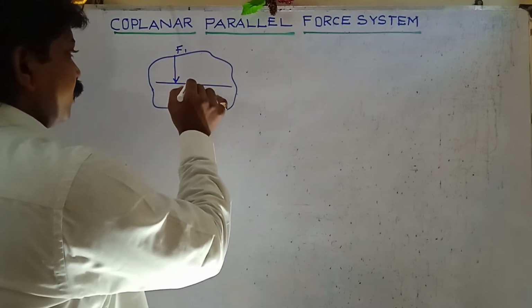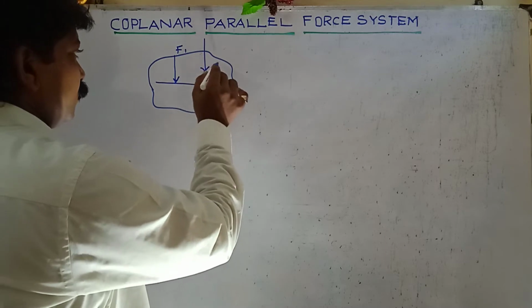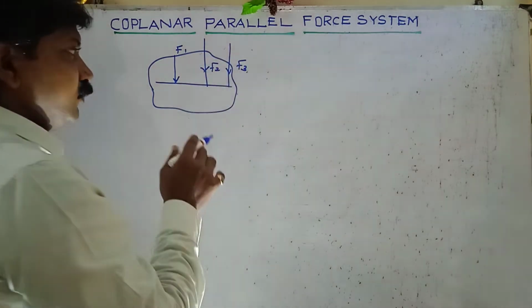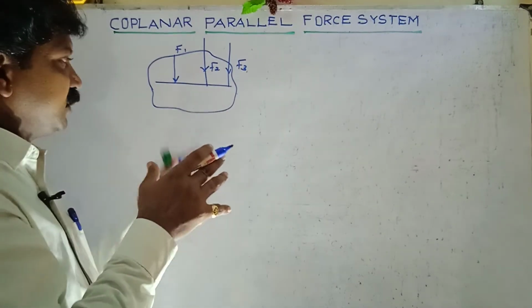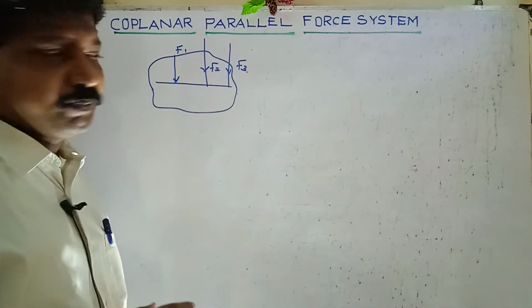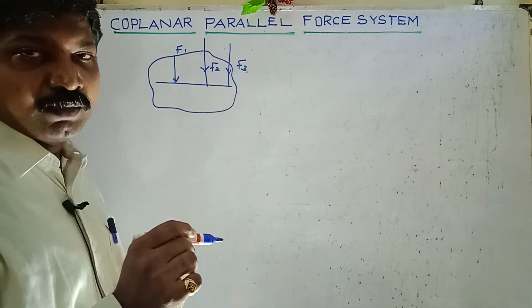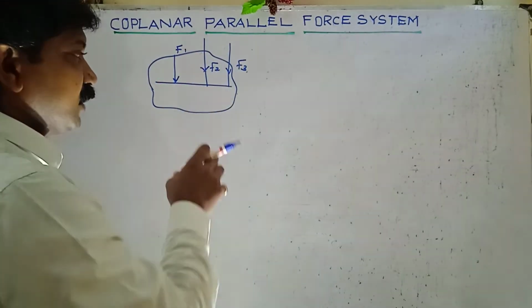Suppose F1, F2, F3. All three forces act in the same plane and are parallel to each other. This is the coplanar like parallel force system, because all the forces are in the same direction.